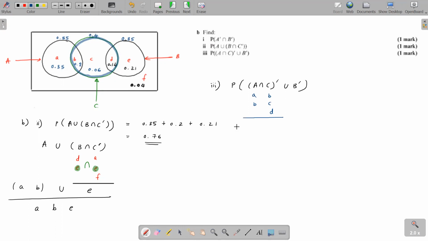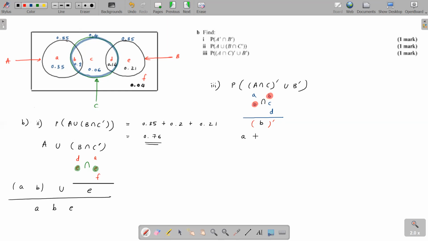So the intersection of that is B. Okay, so that's B, because that's the only region that corresponds. But the thing is, it's not just A intersection C. It's A intersection C, whole thing dash. Dash means the complement of this particular set, so without taking that particular region, take everyone else.